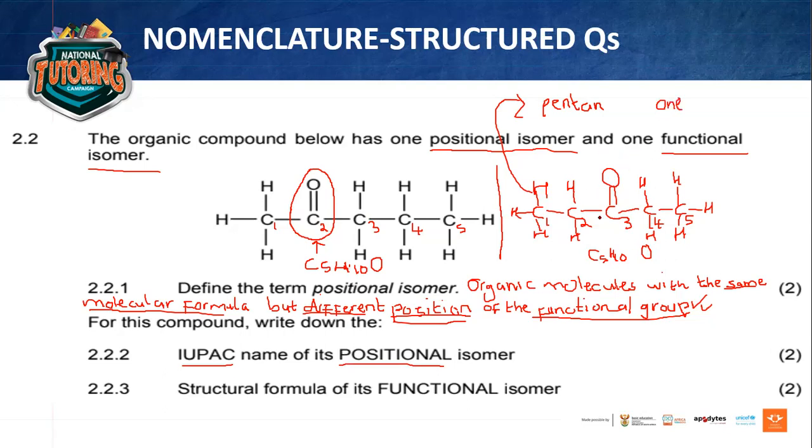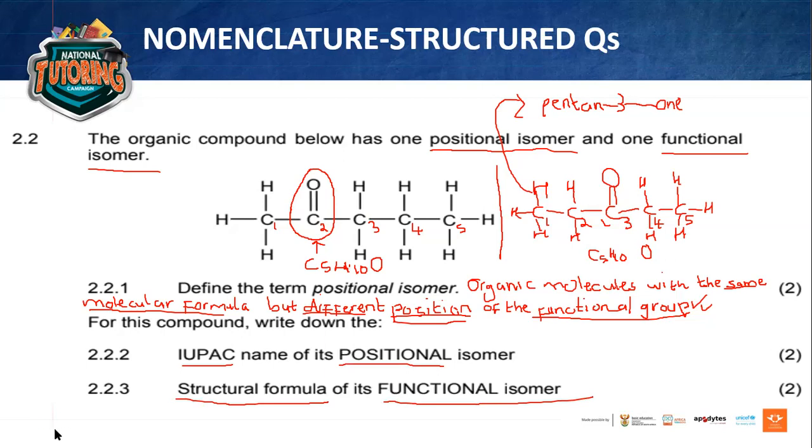And then I also have to give the position of the functional group. And remember, I always put the position between the prefix and the suffix. So there's the 3. And other IUPAC rules mean there must be a hyphen between a letter and a number. Between N and 3, there must be a hyphen. So this molecule is pentan-3-one. Then the last question, they want the structural formula, my dear learners, of the functional isomer.